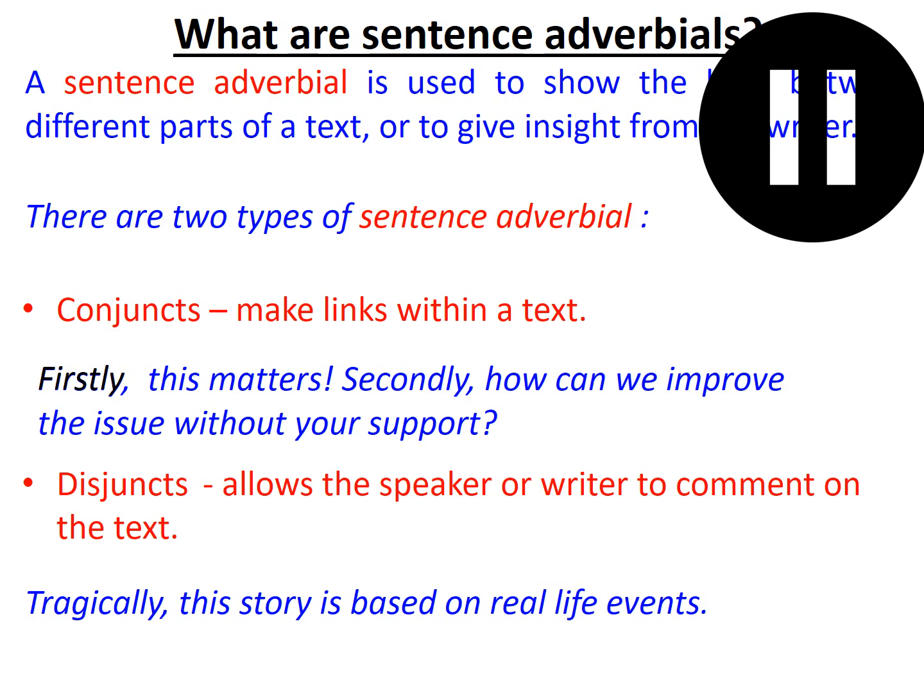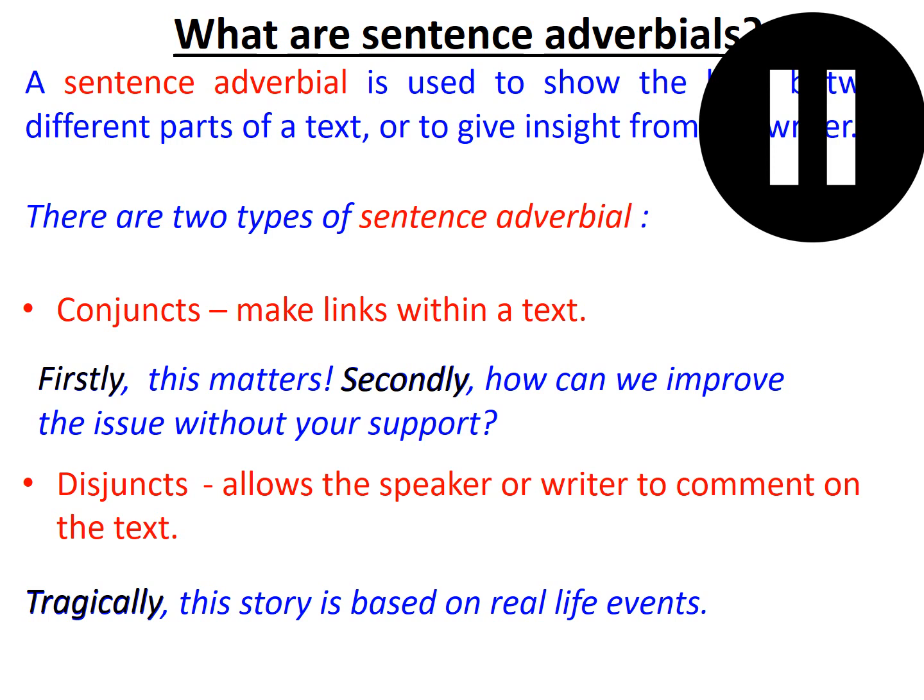Firstly and secondly are both conjuncts because they're making links within the text. Secondly, in particular, is linking back to the first part of the text. In writing, we often signal like this to make it clear that our argument has a logical order to it. Whereas the disjunct in the second sentence is tragically. That is reminding us that the speaker's opinion is important as they comment on this.